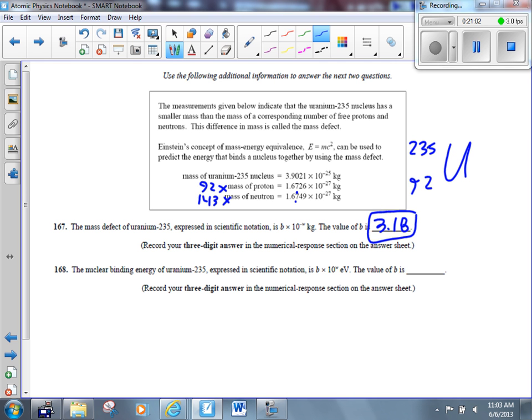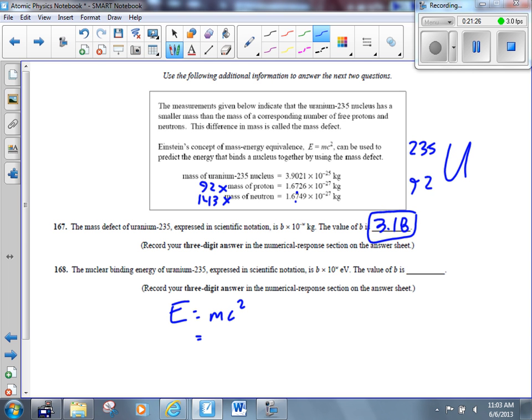Now you want to find the nuclear binding energy. This one's pretty straightforward. All we're going to do is say E is equal to mc squared. Now this one depends upon, of course, question number 167. On your diploma exam, they don't do that anymore. They don't do questions where one question depends upon the previous question. They used to, but not anymore. So if you have to do a question like 168, they'll give you the mass defect. You don't need to worry about that.